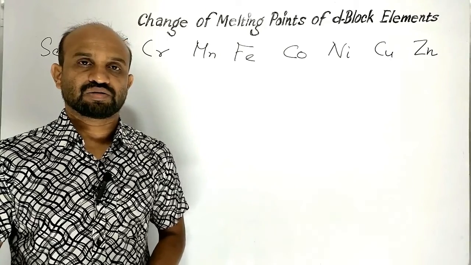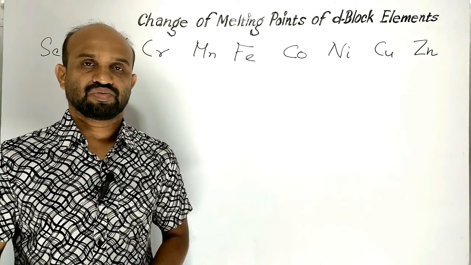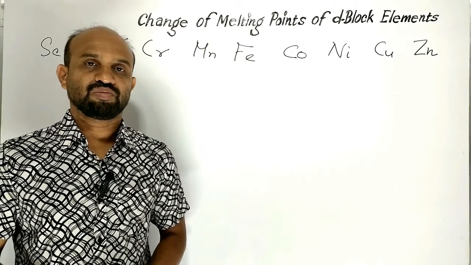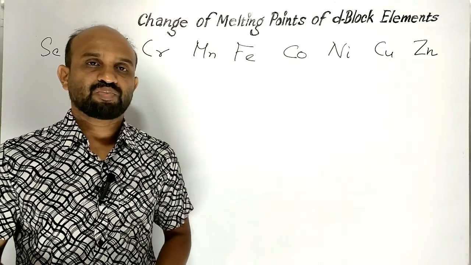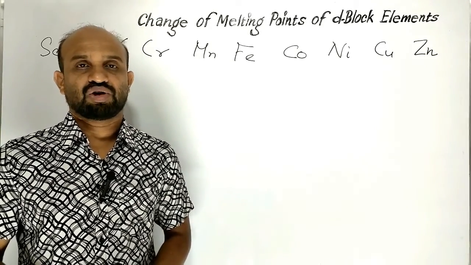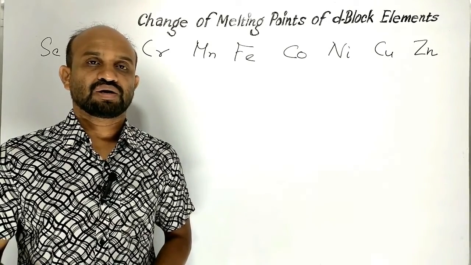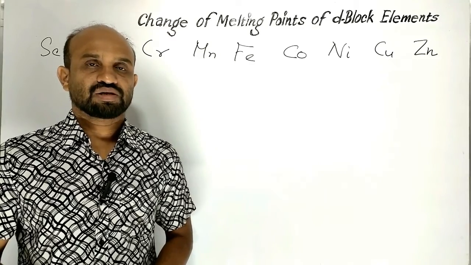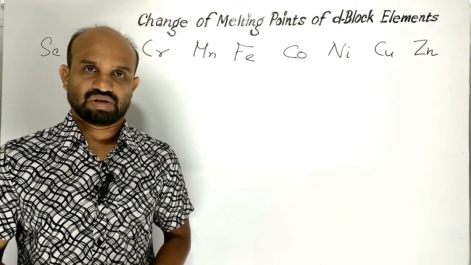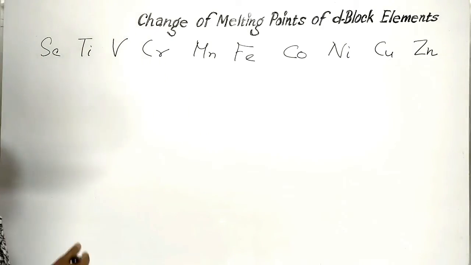As these elements belong to the same period, that is fourth period, their melting point and boiling point are supposed to change gradually. Change of melting and boiling points of these elements should not be unusual, but their melting and boiling points change abruptly. Let's see melting points of these elements.